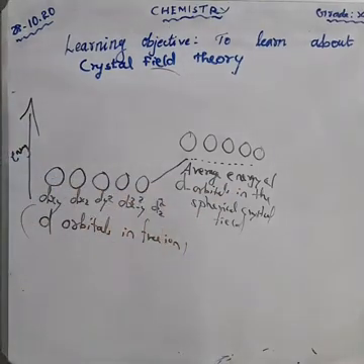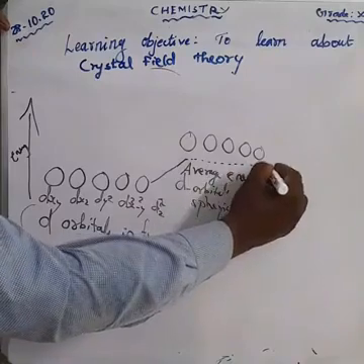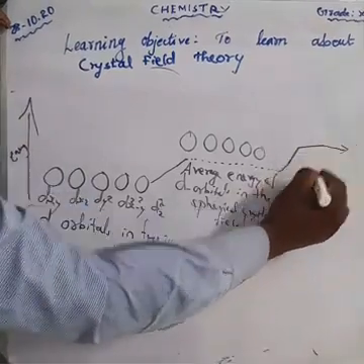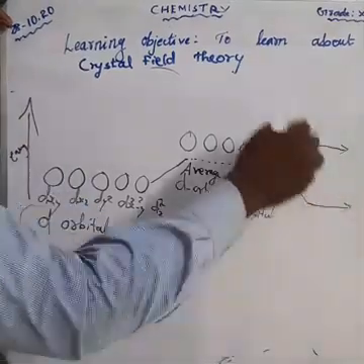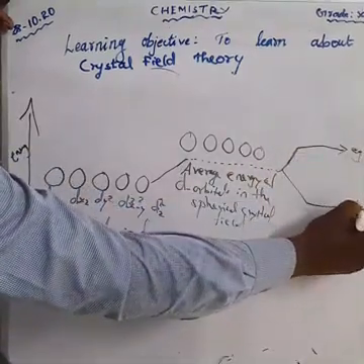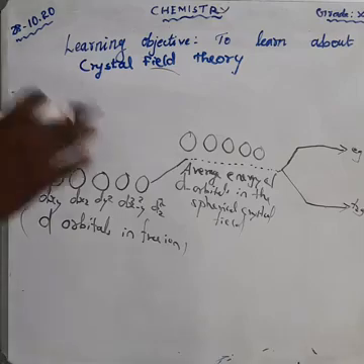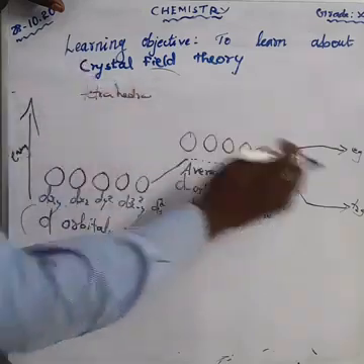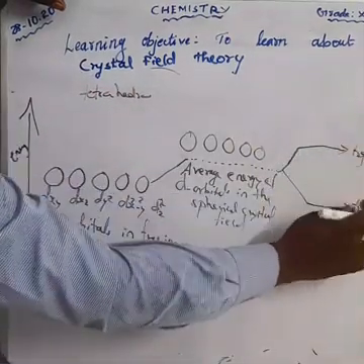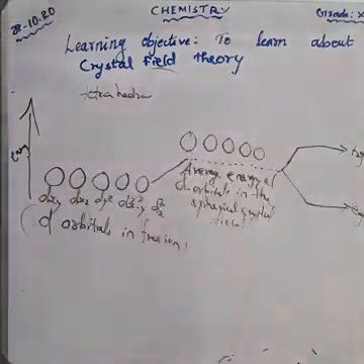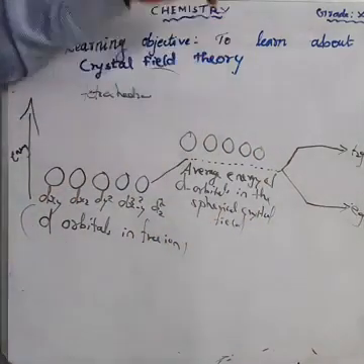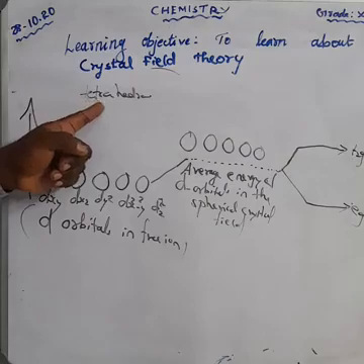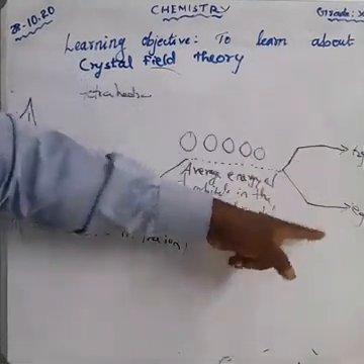Here again the d orbitals split into 2 sets. One is Eg, another one is T2g. Can you understand? For the tetrahedral complex, the first one is T2g, the second one is Eg. Don't forget that for octahedral, the first one is Eg, the second one is T2g.